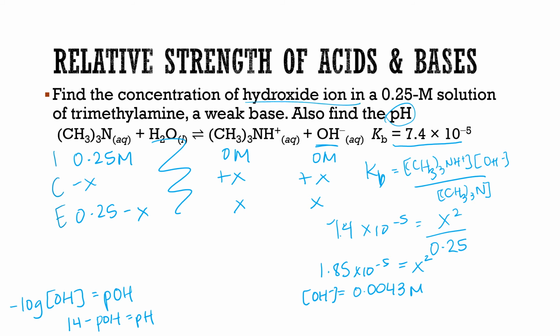So then I'm going to take the negative log of that, and I get 2.37. Now, some of you are going to be tempted to stop there, but remember that's pOH. It should also clue you in that you're not done because this is a base, so we should not have an acidic pH. So we have to do 14 minus 2.37, and we get 11.63 is the pH.